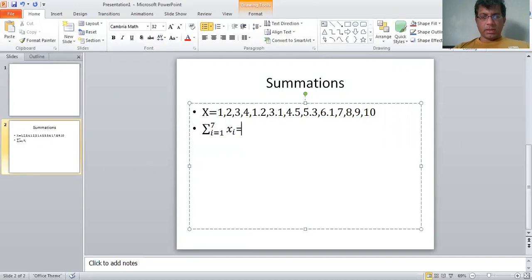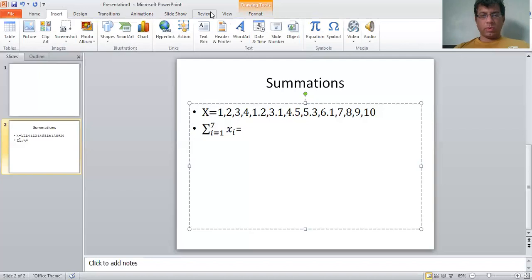If I expand it, then this means, let's insert another equation, or rather, let's copy paste this thing. So i is the index number, and it basically says that start from the first value of x and go till the seventh value of x. Okay, so this would be something like this.